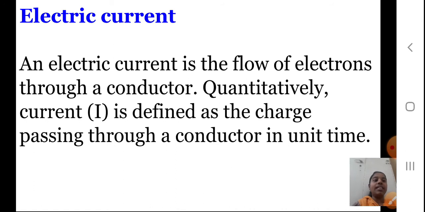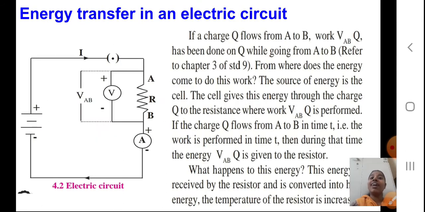Okay, then the next part which you studied was the energy transfer in an electric circuit. Now what is this normal electric circuit? You have studied this in 9th standard also. Yes, many components are there in your electrical circuits. So if a charge Q flows from A to B, what is the work done? It will be VAB Q, done on Q while going from A to B.